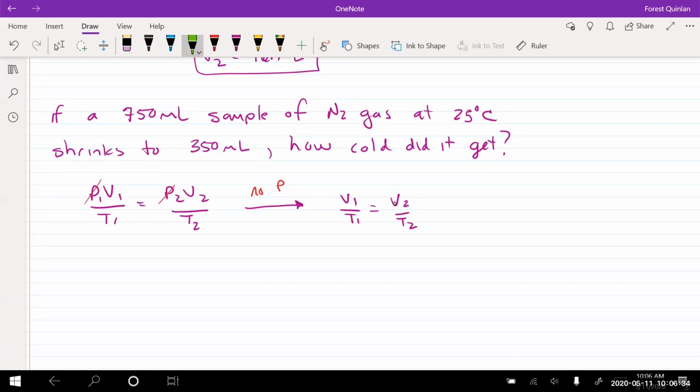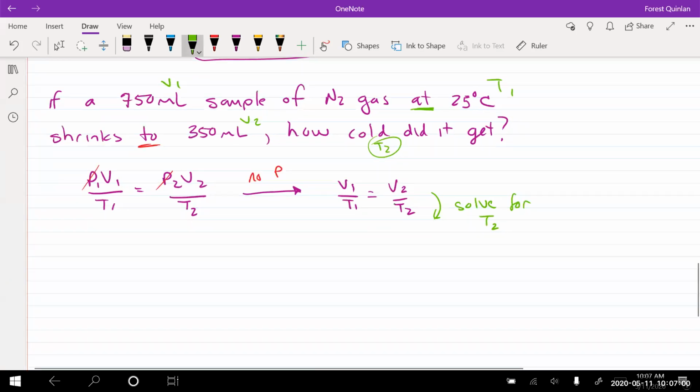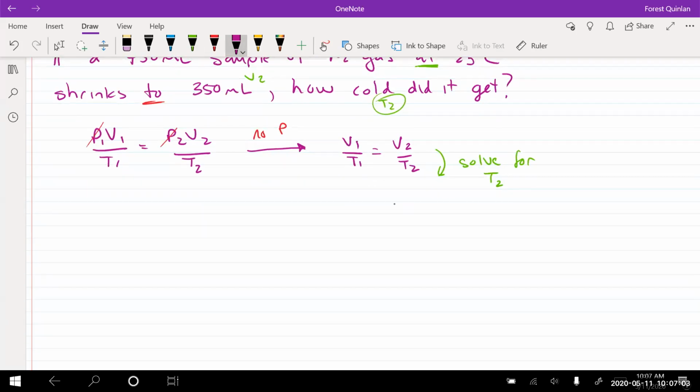We come back up here. We have a volume that is at a temperature, and it's going to shrink to a different one. That's going to go to a V2. How cold? We're looking for T2. So we're going to solve for T2. If we do that, T2 is equal to V2 T1 over V1.